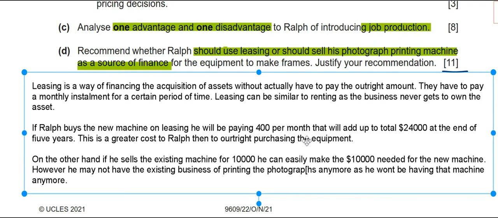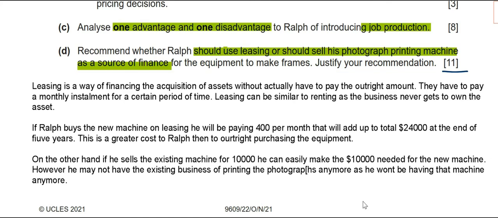However, leasing will cost you a lot more. So in this case, we see that they have to pay a monthly installment of 400 for a period of 5 years. That adds up to a total of 24,000 at the end of 5 years. And this is definitely a greater cost to Ralph than if he sells his equipment, because if he sells his equipment for 10,000, he needs the same amount of money, 10,000, to purchase the new equipment. However, there is this extra 14,000 that he will be paying if he decides to go for the leasing option.